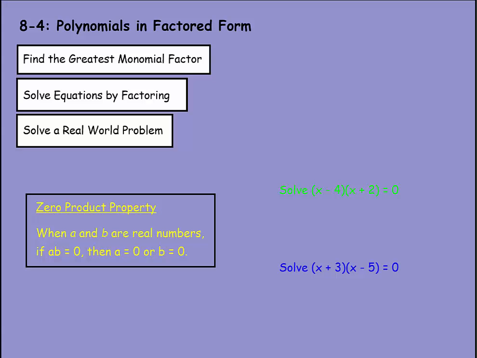We're on lesson 4 of chapter 8, which is polynomials in factored form. First, we're going to find the greatest monomial factor. Then we're going to solve equations by factoring. Then we're going to solve a real-world problem.